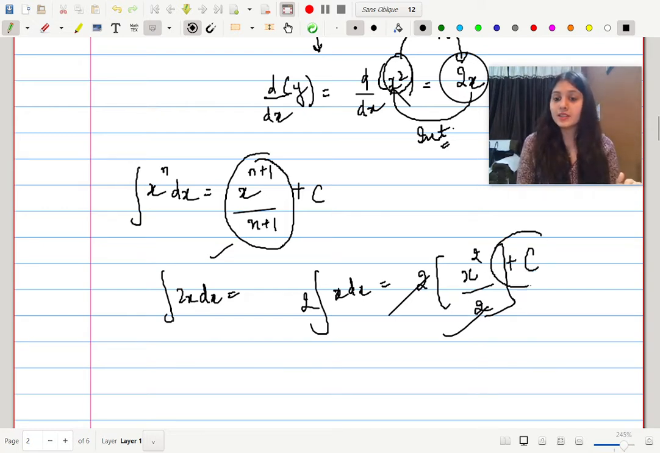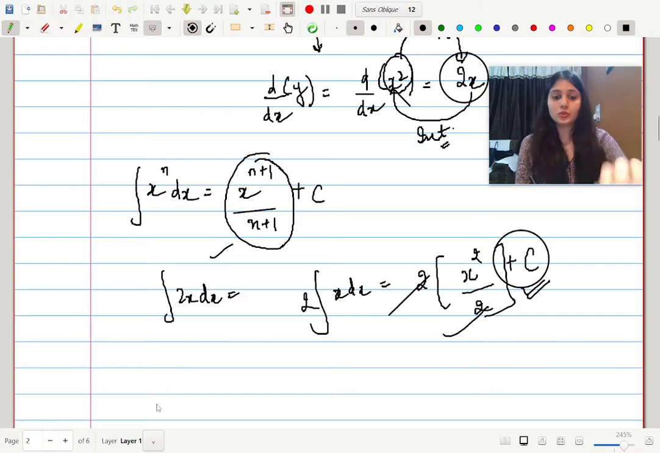ये c तो आना ही है, तो we have to write it no matter what, when we are doing indefinite integration. When we are doing definite integration, that time we will not have to add this c. But what is indefinite and definite integration? If you know it, then that's great. If you don't, then let's not know it for a while. अभी के लिए add this c. Just add this c.